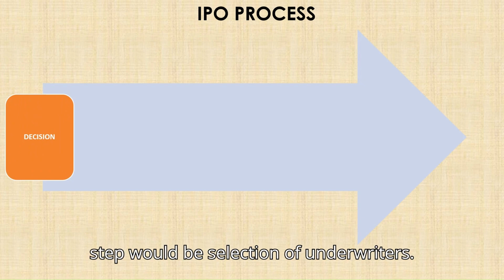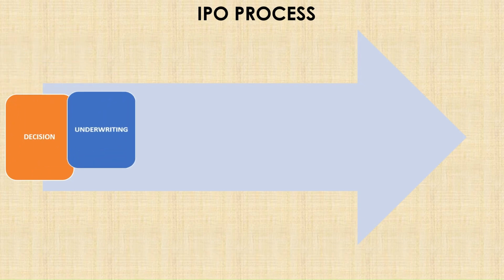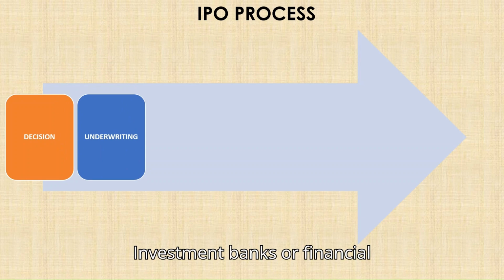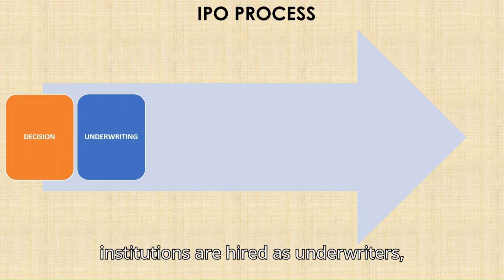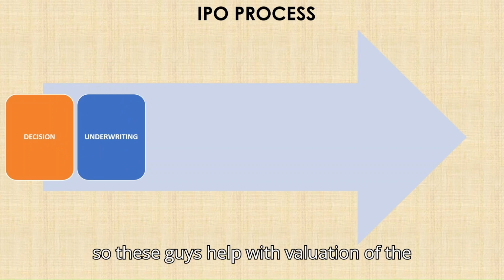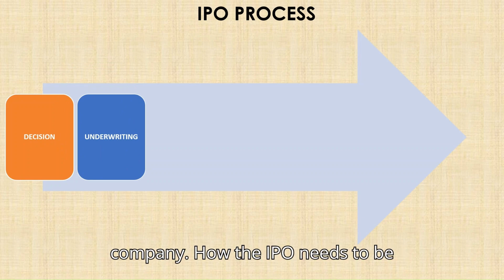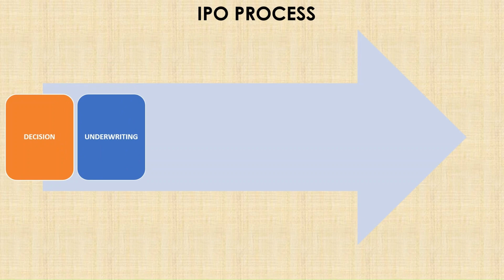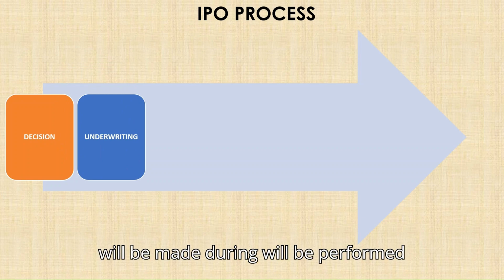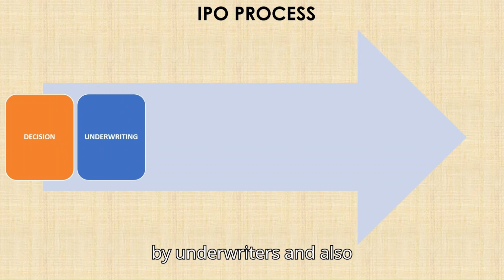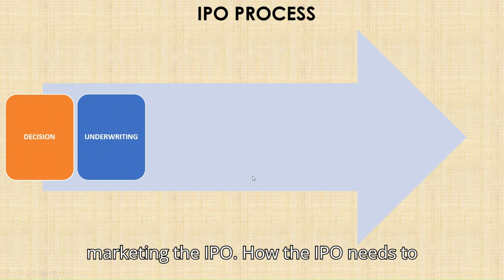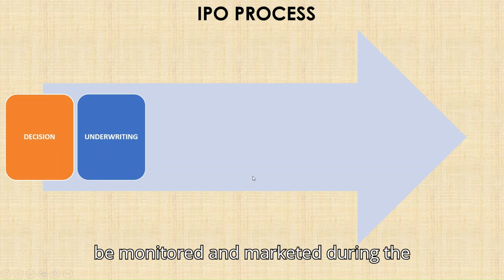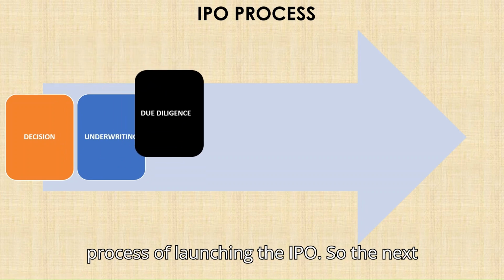And the next step is selection of underwriters. Investment banks or financial institutions are hired as underwriters. These guys help with valuation of the company, how the IPO needs to be launched, and the structure and body of the IPO will be performed by underwriters, and also marketing the IPO. How the IPO needs to be monitored and marketed during the process of launching the IPO.